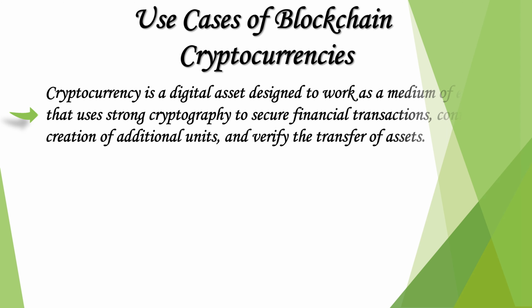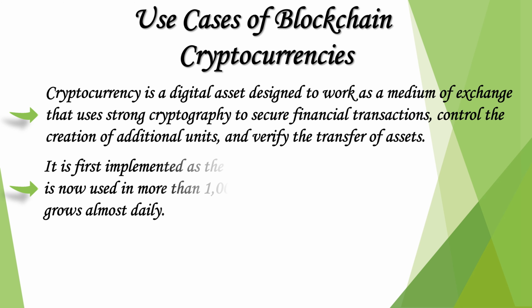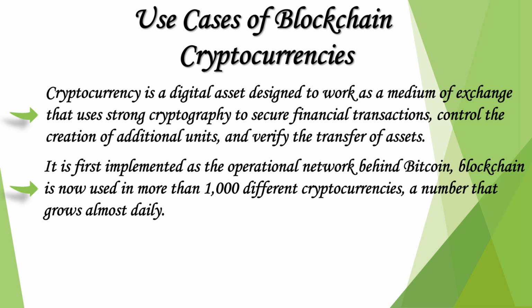Cryptocurrencies. Cryptocurrency is a digital asset designed to work as a medium of exchange that uses strong cryptography to secure financial transactions, control the creation of additional units, and verify the transfer of assets. It is first implemented as the operational network behind Bitcoin. Blockchain is now used in more than 1,000 different cryptocurrencies, a number that grows almost daily.